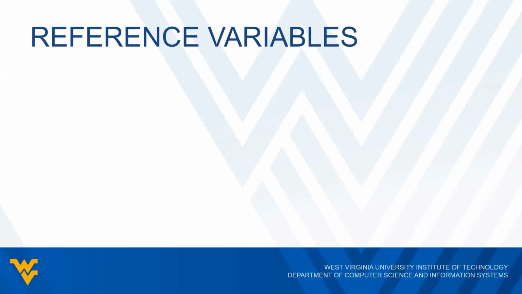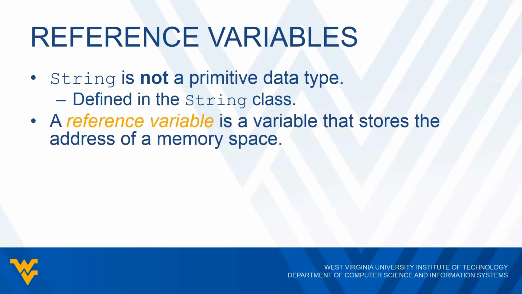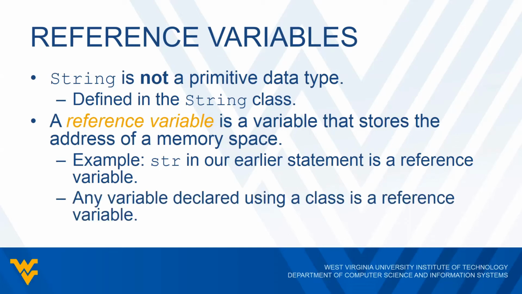Because we use string variables in this manner, it's important to note that a string is not a primitive data type. It's not an integer, it's not like a double or a character. This is because it's defined in the String class, so it's not part of the primitive data types. In fact, this is what we call a reference variable. A reference variable is simply a variable that stores a memory address. Using our example from before, str would be a reference variable because it stores the address of wherever hello is being stored. In fact, any variable declared using a class is a reference variable.